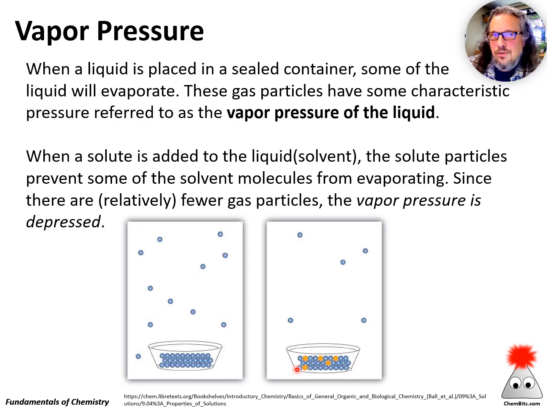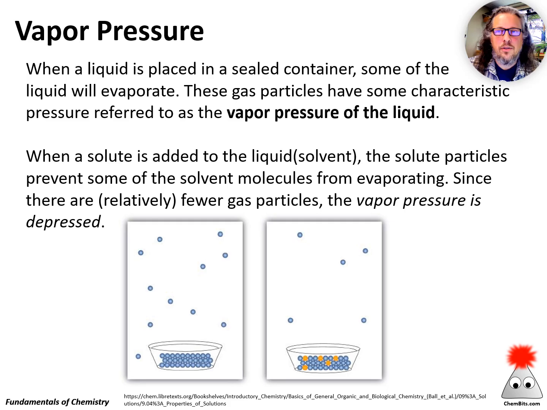Notice I didn't say anything about what these particles were. I just said that they're solute. They could be all the same solute. They could be a mixture of solutes. It just depends on the number of them that are present. So there we go, vapor pressure depression, a colligative property.